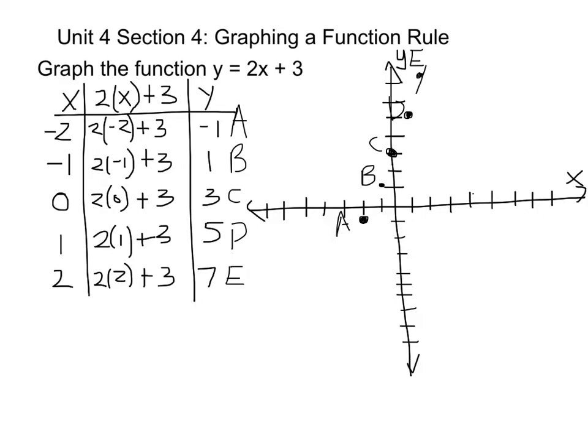Now I have to draw a straight line through all these points. Put an arrow on the end because I just chose a few points. There's a lot more that could be chosen. And there we have it. We have a straight line.